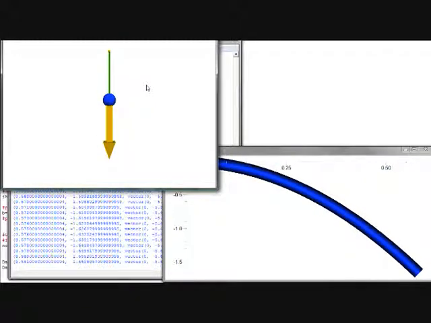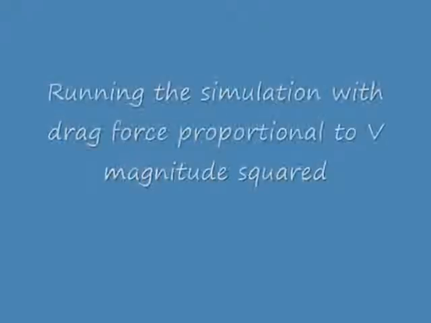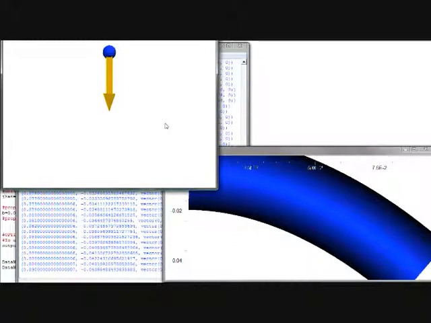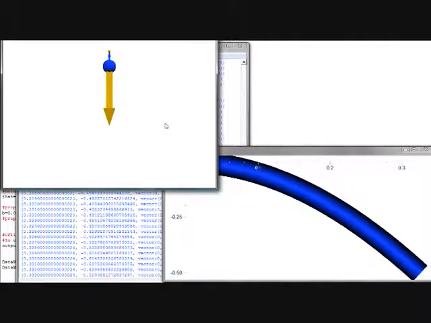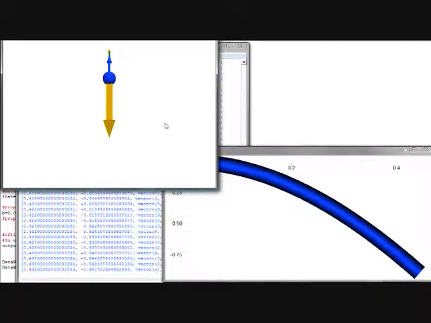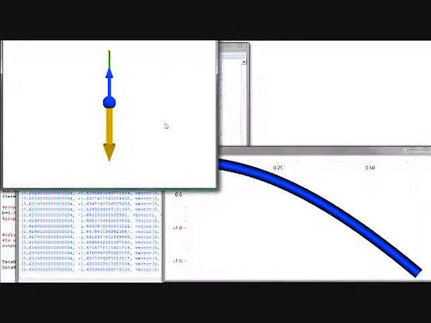Now in the next situation, I put the drag force proportional to v squared. This may indicate how the program is running this time. We see the blue arrow indicating the drag force.